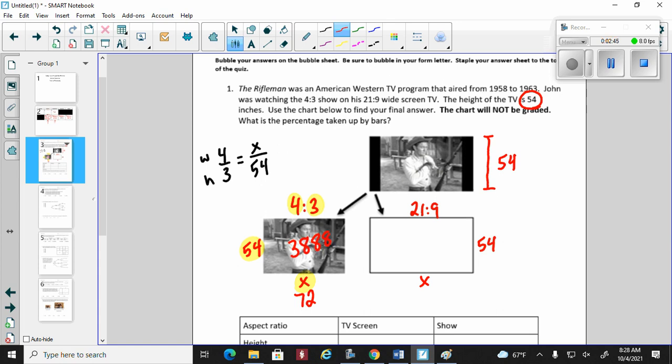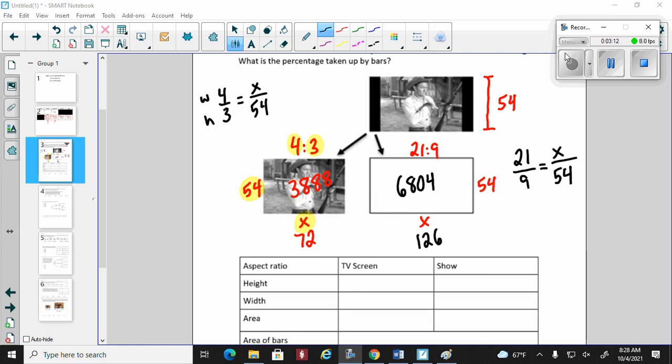My bad. Once you find the area, you do the exact same thing for the next one: 21/9 is equal to X over 54. And then you get, for the width, 126. Now we're right. I was looking at the wrong one. Not cross multiply, but find your area: 6,804.